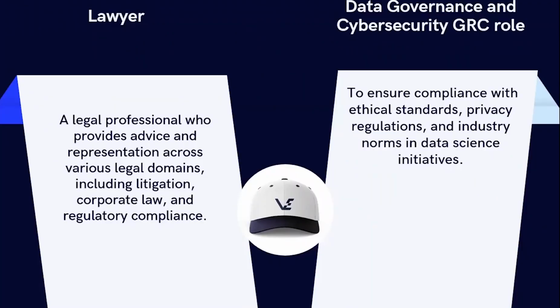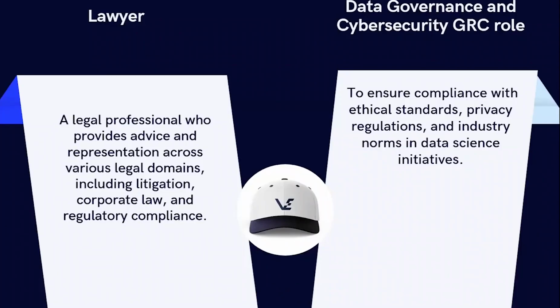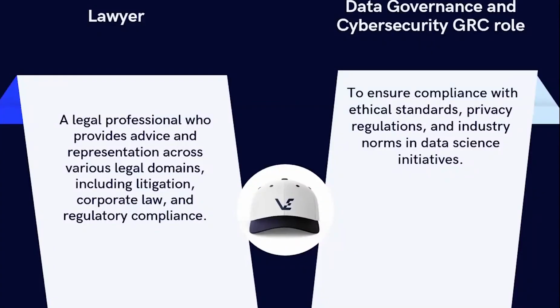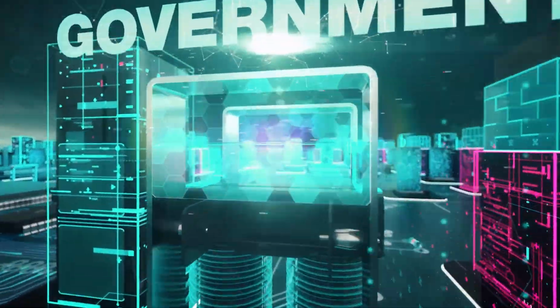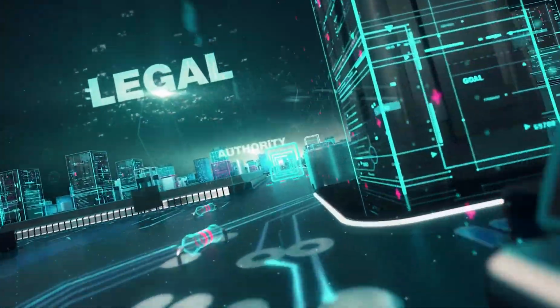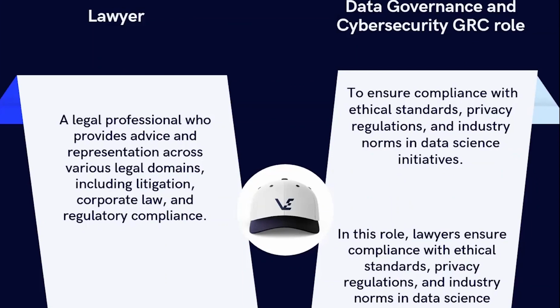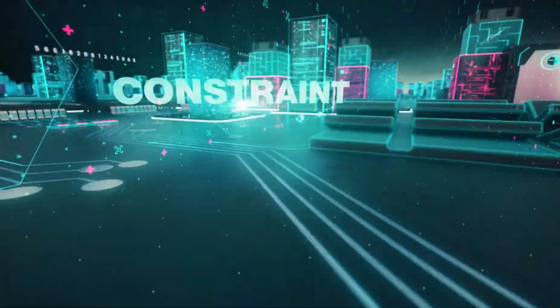Being a lawyer, your background enables you to understand ethical issues, to understand the privacy regulations, especially when it comes to the advent of AI. Because of the current growth in AI, the advancement in artificial intelligence, we need rules guiding the use of AI. We need to stick with some ethical standards to guide people from overexposure to danger of the use of AI. So as a lawyer, if you're thinking of switching into tech, data governance and cybersecurity GRC role is actually there waiting for you. In this role as a lawyer, you ensure compliance with ethical standards, privacy regulations, and industry norms in data science.